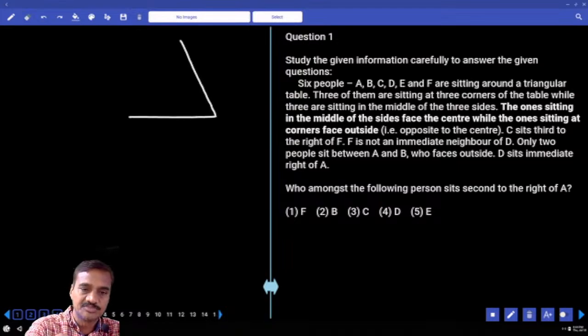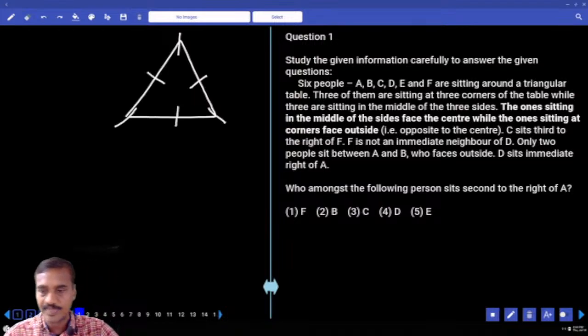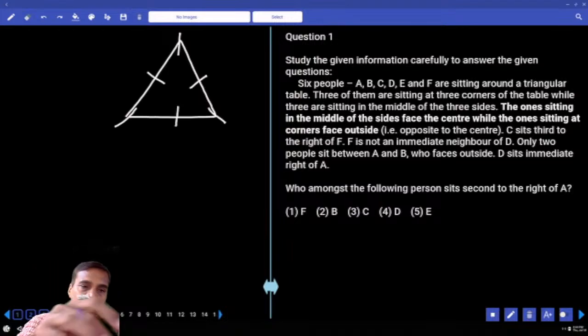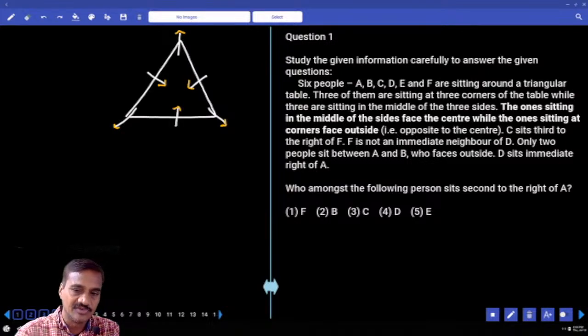Ma mottham entamandi unnaru cheppandi? 6 persons kada. Now 3 at the corners and 3 at the centers. The ones sitting in the middle of the sides are facing the center, and corners are facing away from the center.